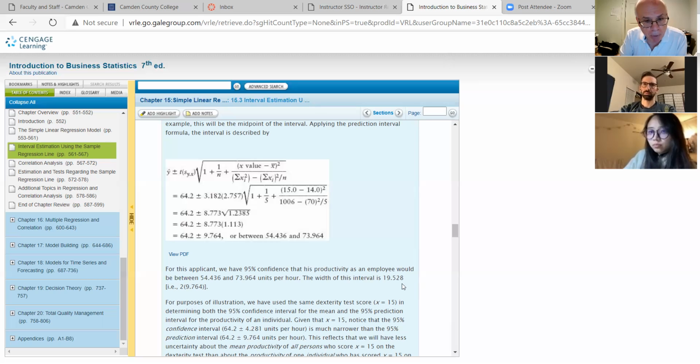The width is a little bit longer, right? The width of the interval. Width of the interval is the high end minus the low end. That's the width of the interval.